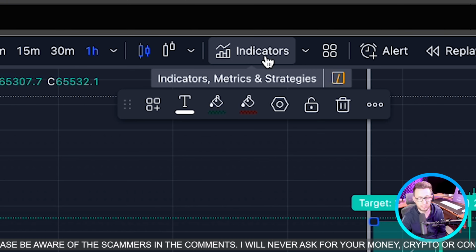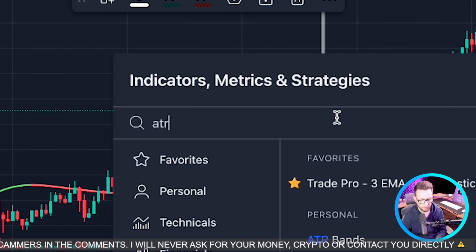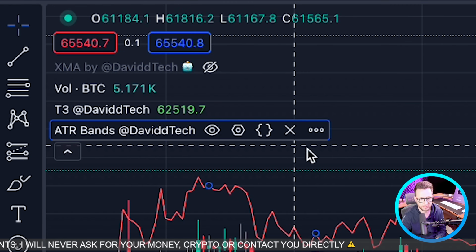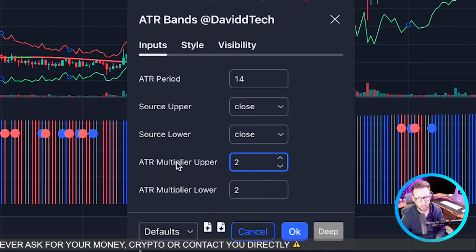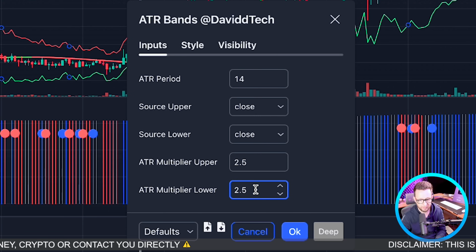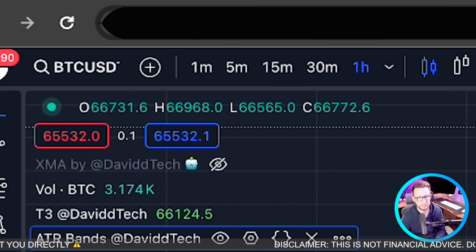Now for our stop loss and take profit, we're going to be adding a new indicator called the ATR bands by DaviddTech here, and we're going to be changing the settings on this one too. We're going to set our upper band to 2.5 and our lower band to 2.5. I didn't say earlier, guys, but I am on the 1 hour time frame on BTC USDT.